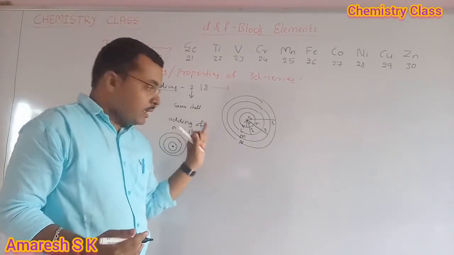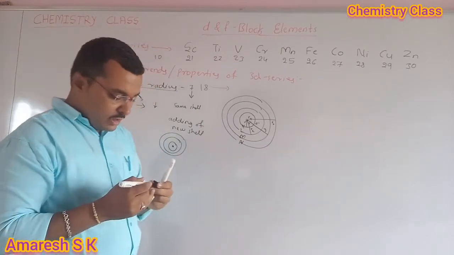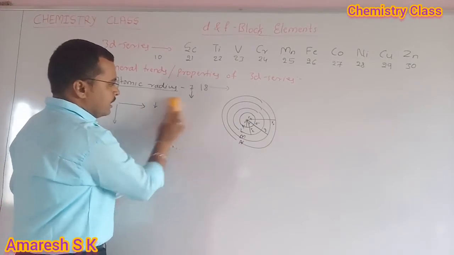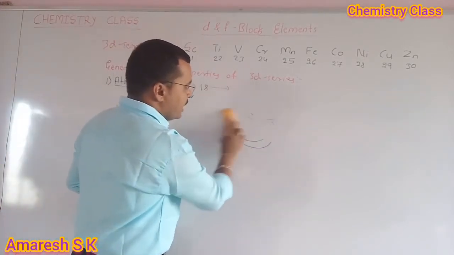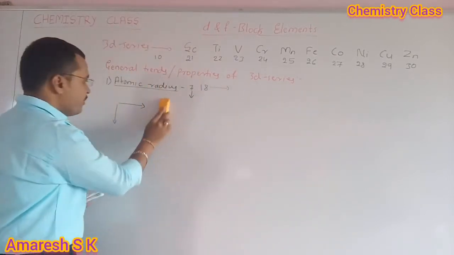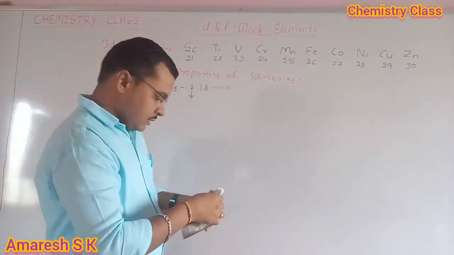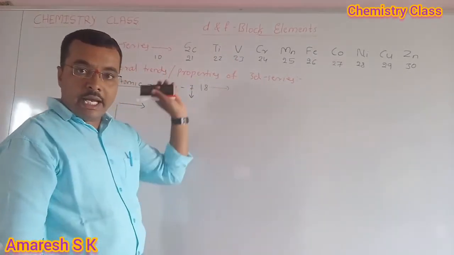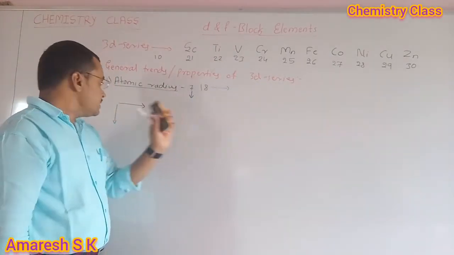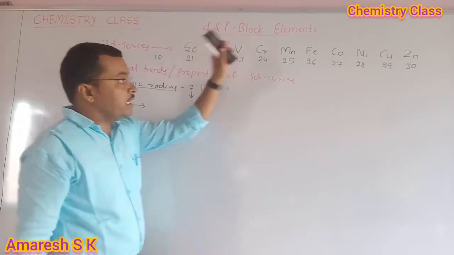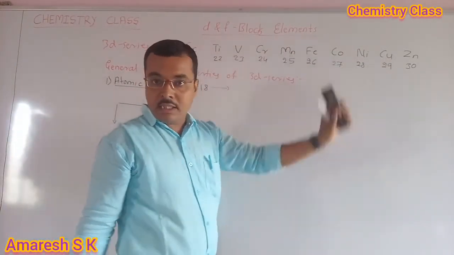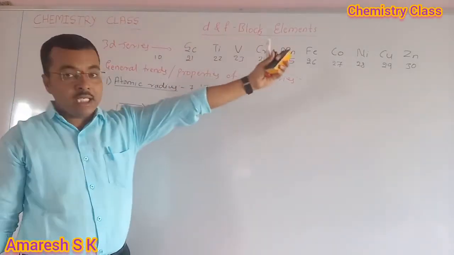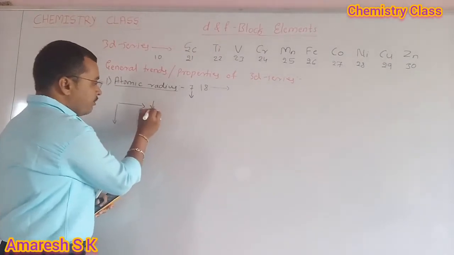Next, as we apply this concept to the 3d series of elements, there will be a slight change in the atomic radius. Generally, we can consider as we move from left to right, it means from scandium to zinc, there should be a decrease in the atomic size. According to the general concept, as we move from left to right, it means scandium to zinc, there should be a decrease in the atomic radius.